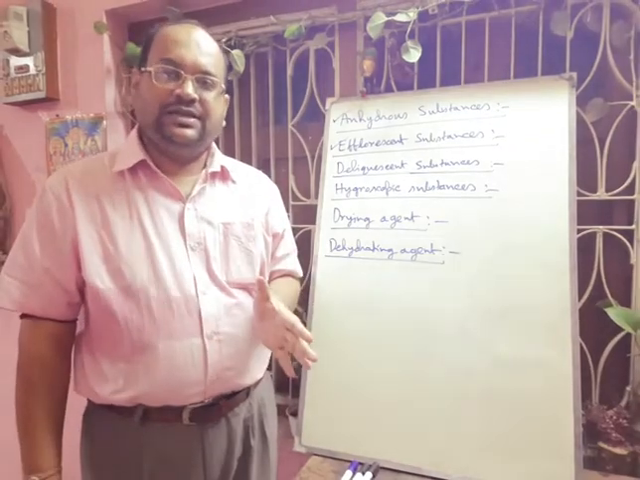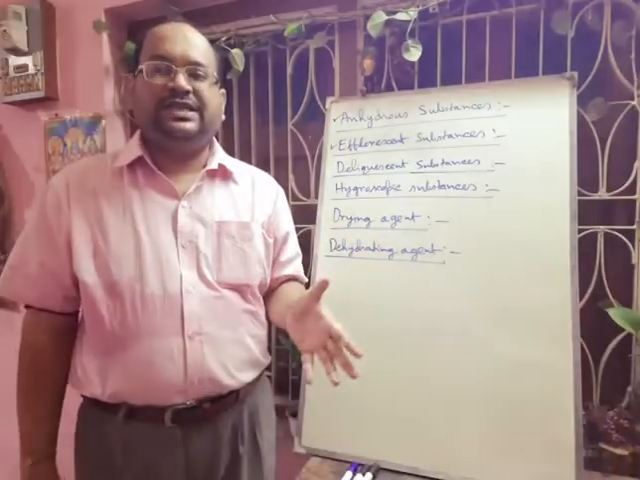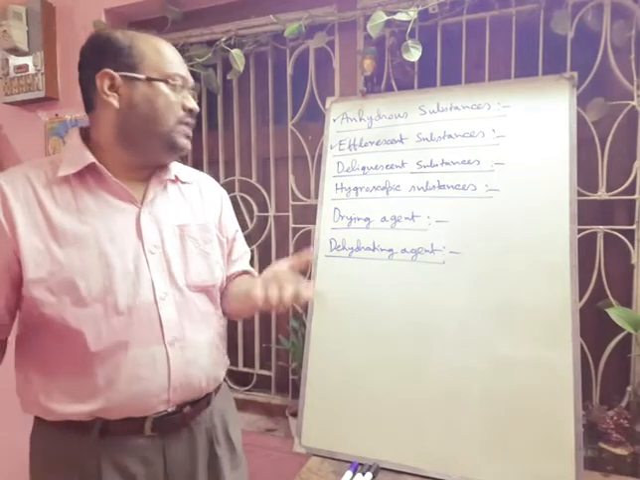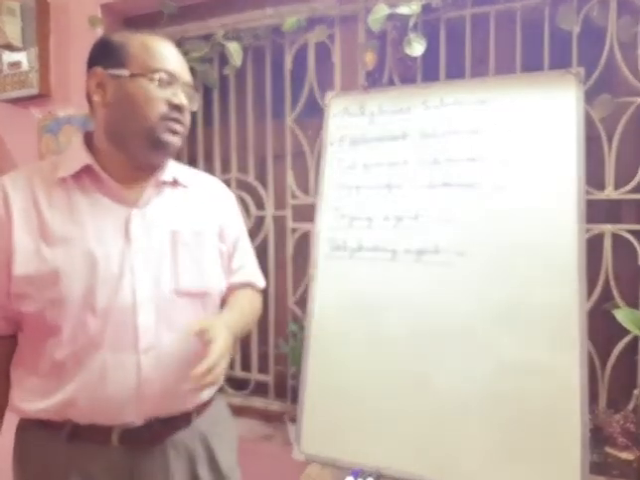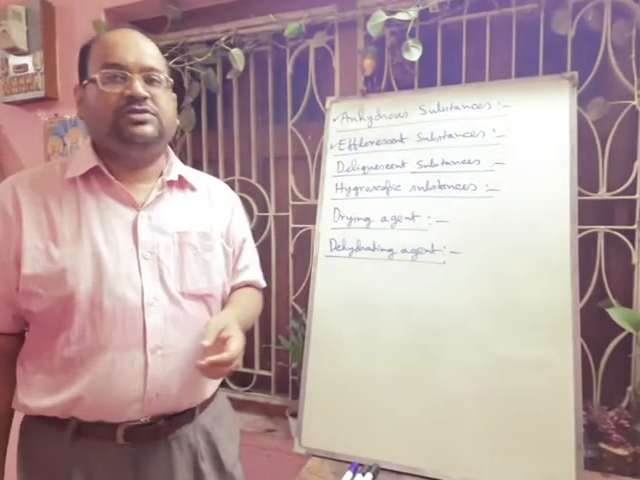Hope you can understand. Examples we can give: blue vitriol, CuSO4.5H2O; Glauber's salt, Na2SO4.10H2O; green vitriol, FeSO4.7H2O; like this.